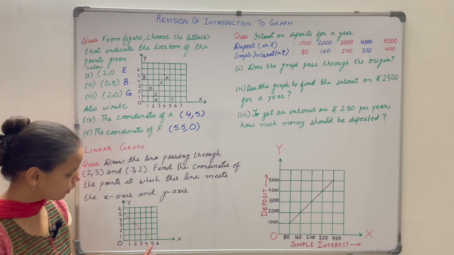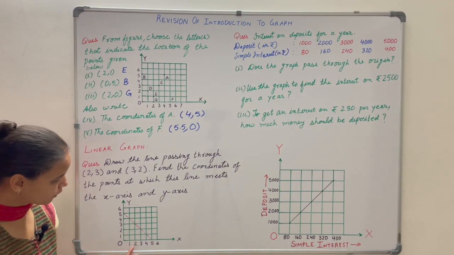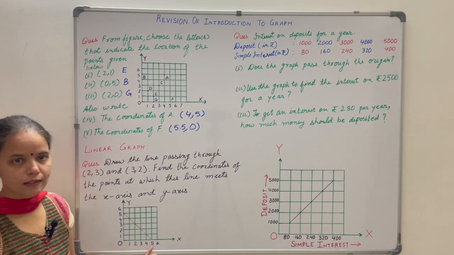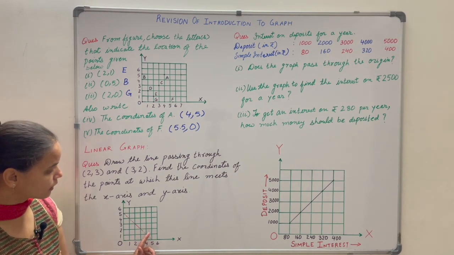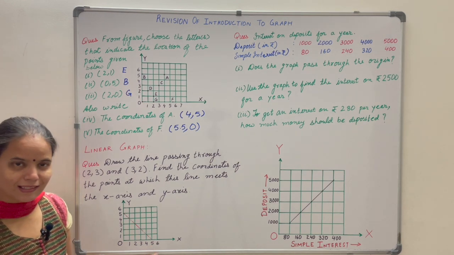What are the coordinates of this point? You are here, so you are moving 5 units towards right. So your x coordinate is 5. You are not moving anything vertically upwards. So y coordinate is 0.